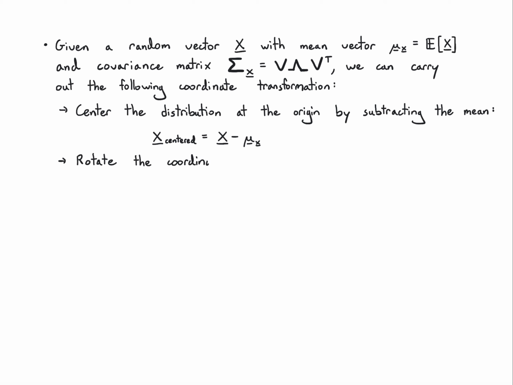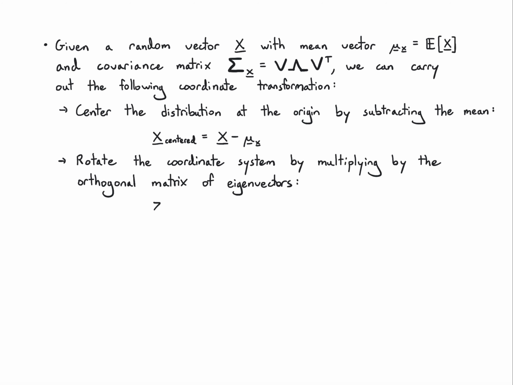Now I'm going to rotate the coordinate system by multiplying by the orthogonal matrix of eigenvectors. So this is really just changing the coordinate system from our basic Cartesian coordinate system into a new coordinate system whose axes are given by the eigenvectors. So the way that I do that is I have z, which is V transpose times my centered random vector, or just x minus its mean.